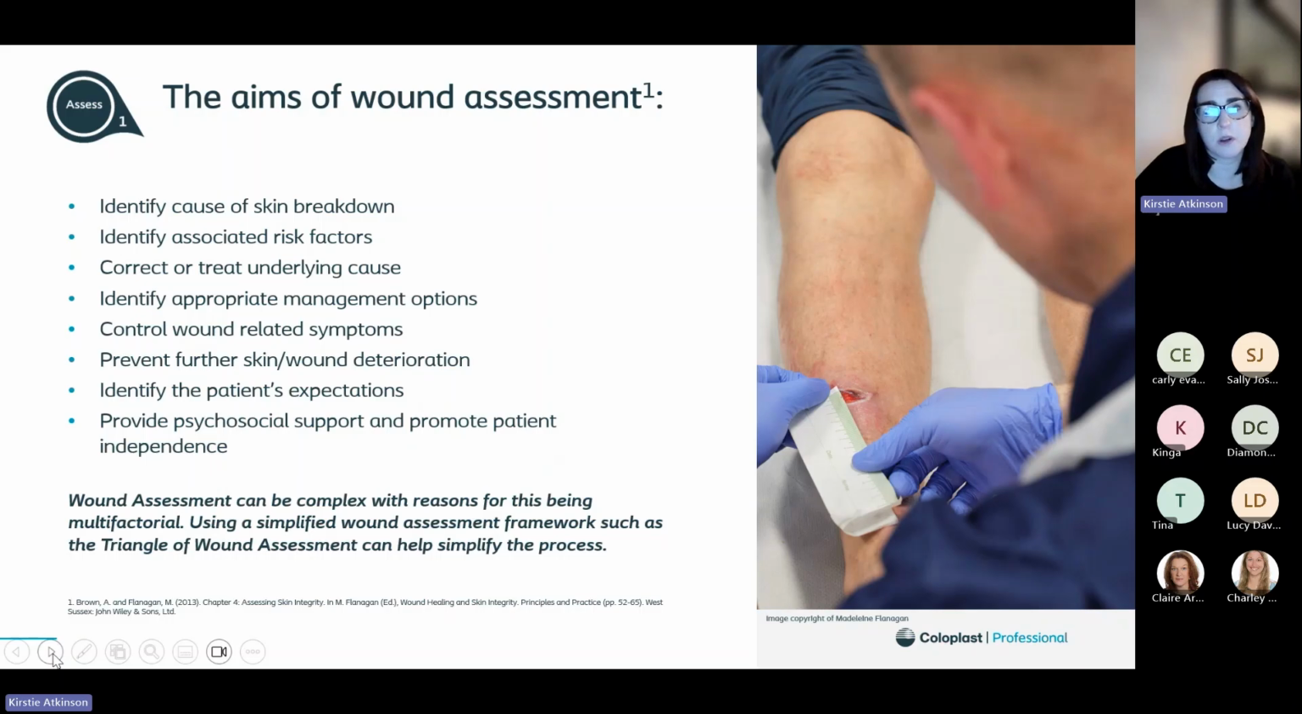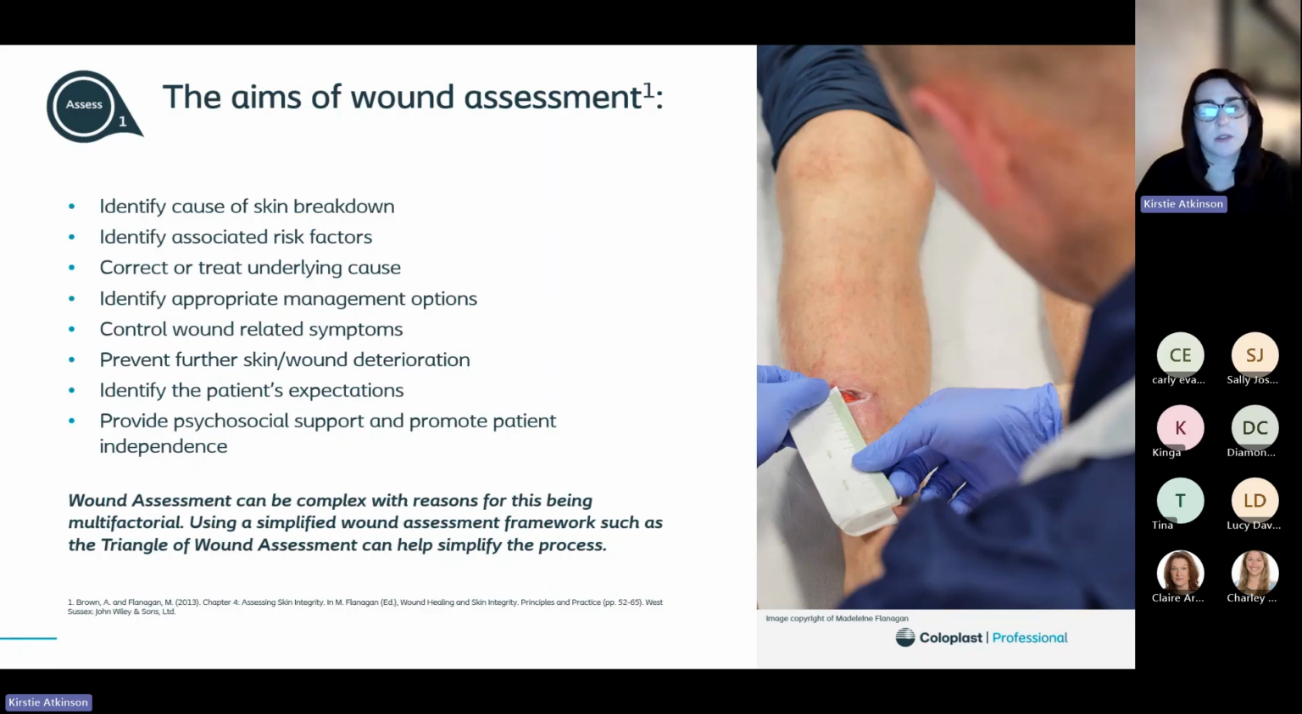So when we're looking at wound assessment, the aims of a wound assessment is we want to identify the cause of the skin breaking down, because that can give us a lot of indication to what's going on, like the underlying reason. So for a leg ulcer or a pressure ulcer, for example, we then want to correct and treat that underlying cause because that's going to help us with the wound healing. We also want to identify any associated risk factors that might delay healing, identify appropriate management options, control wound-related symptoms. We also want to prevent any further skin or wound deterioration.